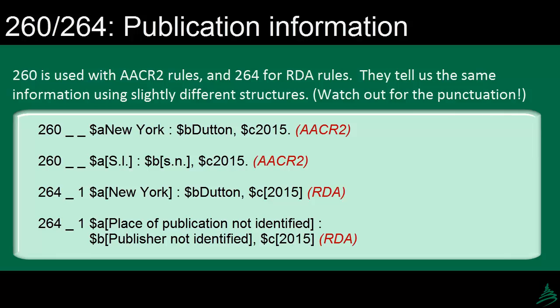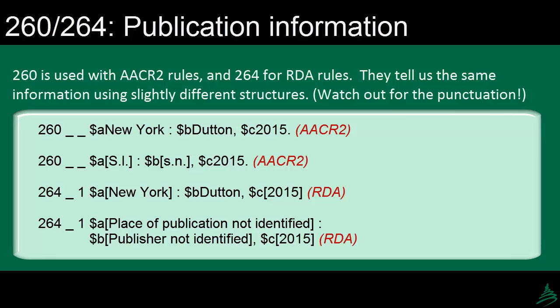They're similar, and yet they are different. And the reason why they are different is the point of RDA was to be a little more explanatory to a patron. For example, in the 260, if you didn't have the place of publication, you would use, help me out here, Sine Loco, I think that's how you pronounce it. Or if you didn't know the publisher, you would use Sine Nomine, and you would put that information in brackets.